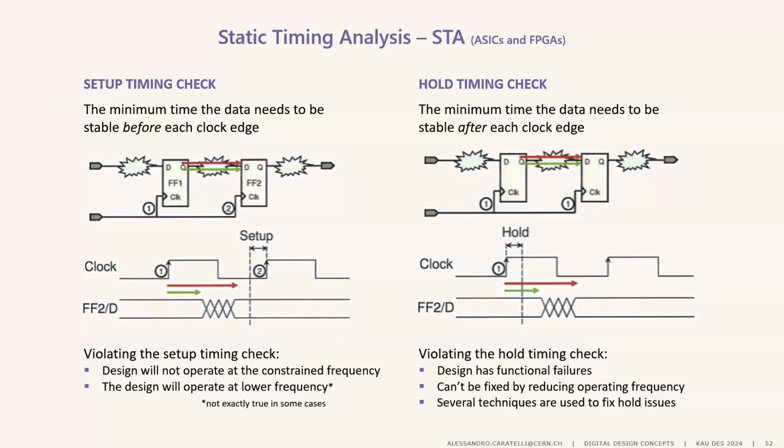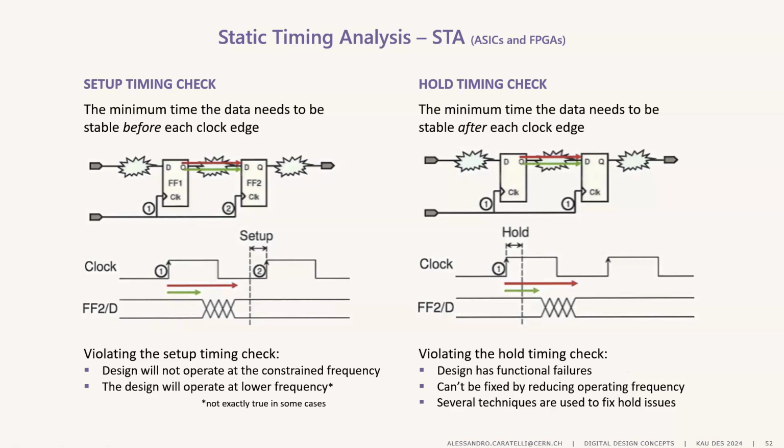Not exactly. In some cases, with race conditions, it is not really like that. But let's say if you have a synchronous signal with a single clock, that's how it works. If you run at a lower frequency, it works. While if you violate hold timing, this is much more critical and can lead to actual functional failures. This cannot be fixed by reducing the operating frequency. Here several techniques are used to fix the hold issues.